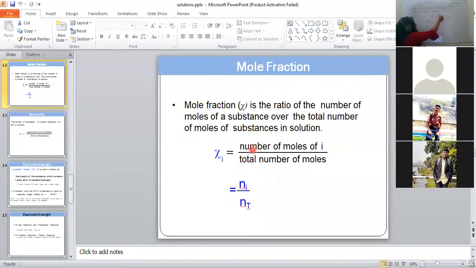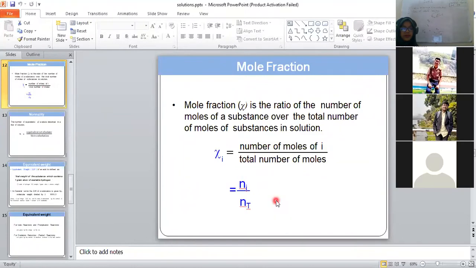So if I add another species here, what will be the mole fraction of A? Can anyone tell me this? Anyone? So I should add the whole number of moles of C here, right?